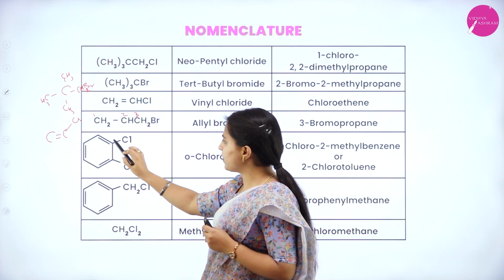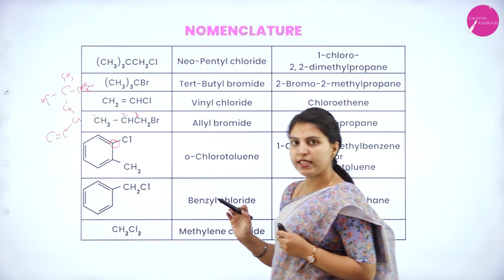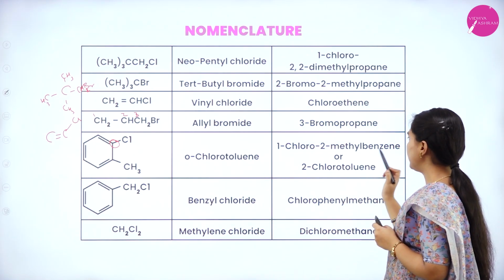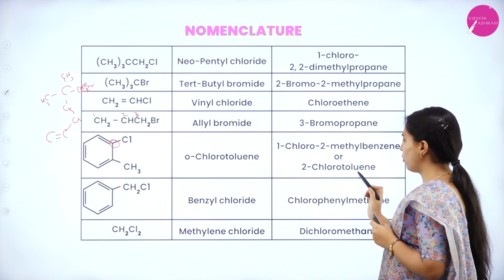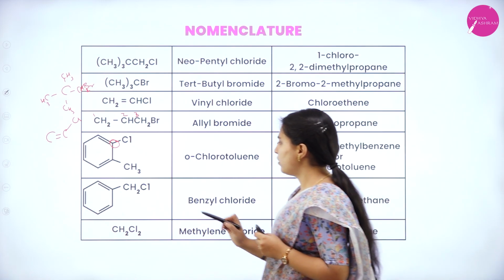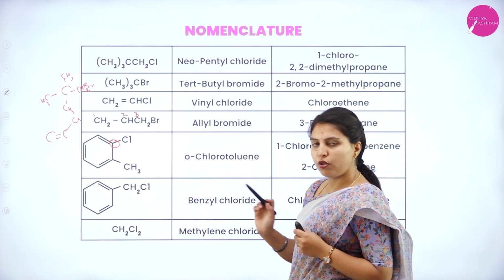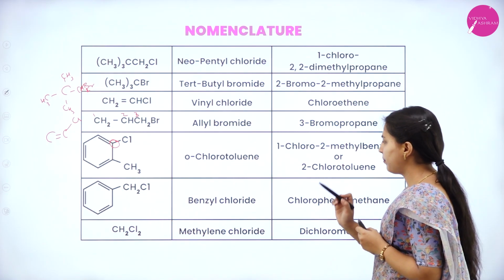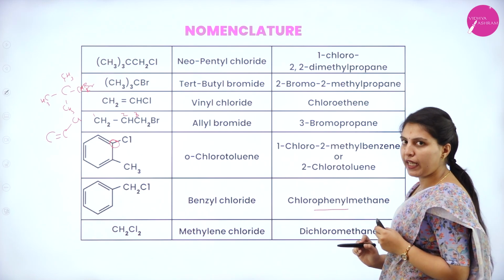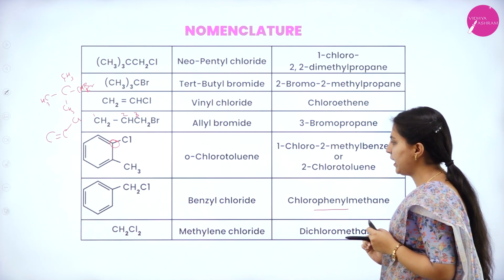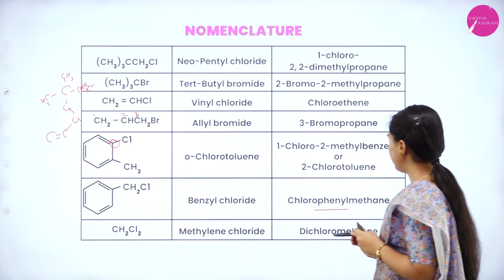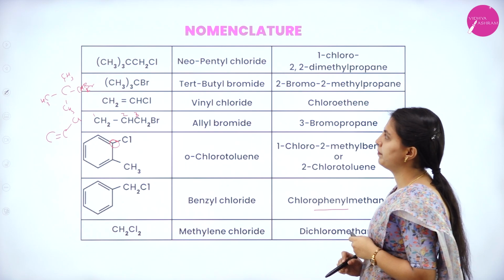And this is ortho-chlorotoluene. At the ortho position, chlorine is there. So ortho-chlorotoluene, or 1-chloro-2-methylbenzene or 2-chlorotoluene. Here also benzyl chloride, where chlorine is attached to the benzyl carbon. So benzyl chloride, this is chlorophenylmethane. Usually for benzene we call it phenyl. So chlorophenylmethane, and this is methylene chloride CH2Cl2, and this is dichloromethane.